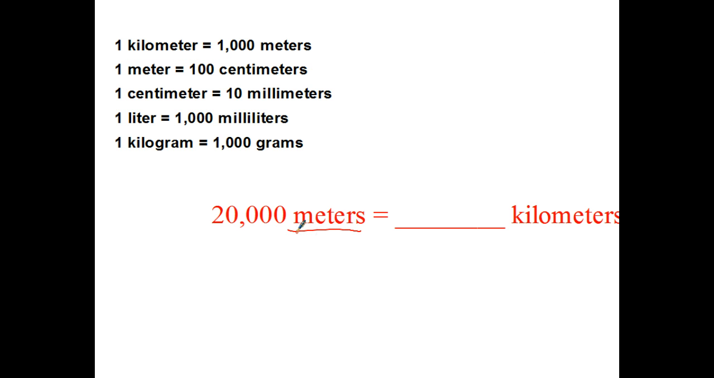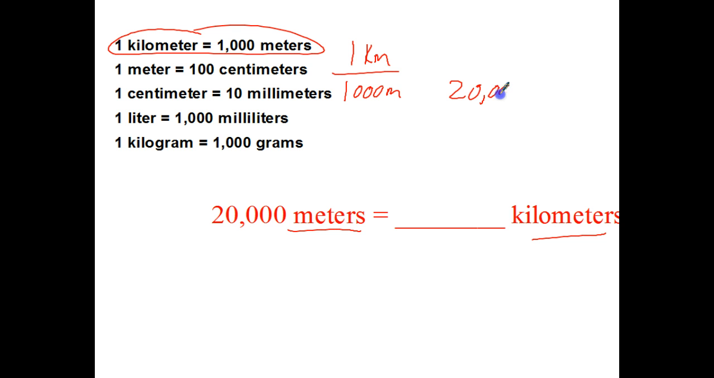This time I have meters and kilometers, which looks like this fact up here. 1 kilometer equals 1,000 meters. And this time I'm starting with 20,000 meters. So to go from 1,000 to 1, I got rid of 1, 2, 3 zeros. I get rid of 1, 2, 3 zeros. I still have 20 left. 20 kilometers is my answer.